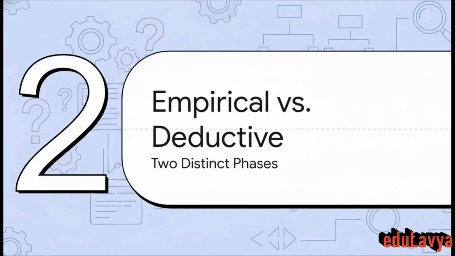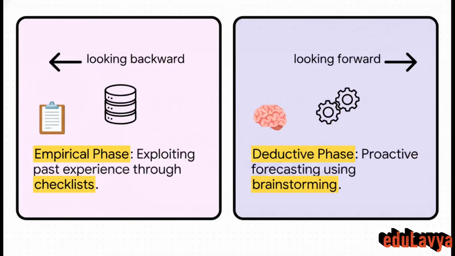Moving on to part 2, empirical versus deductive phases. In the industry, there's basically a two-pronged attack used to identify these latent threats. First up is the empirical phase. This is where we look backward. We're essentially exploiting past experience, leveraging massive databases of historical data, defect logs, and comprehensive checklists. We're asking, hey, what has failed before in systems like this?